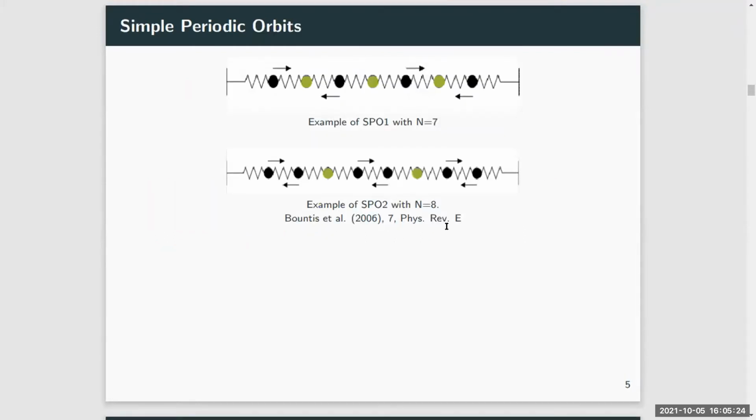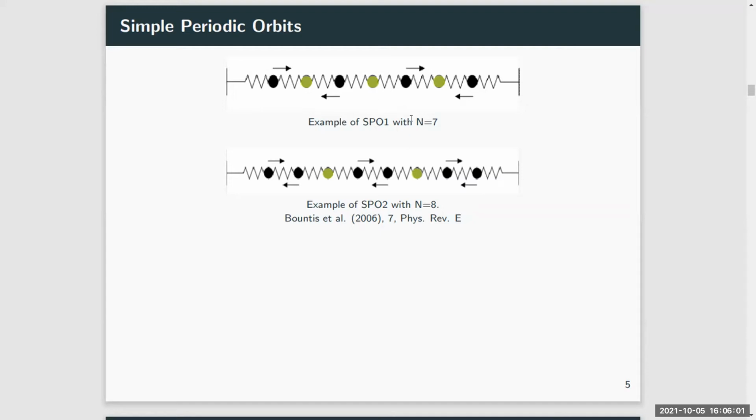Okay, so these are the SPOs we study, which can be found in Professor Bountis' paper. SPO1 and SPO2. The first one, SPO1, is obtained by considering the beta FPUT system with N being an odd integer, such that all particles at even number positions are kept stationary, and the odd number particles are always displaced symmetrically in an opposite direction.